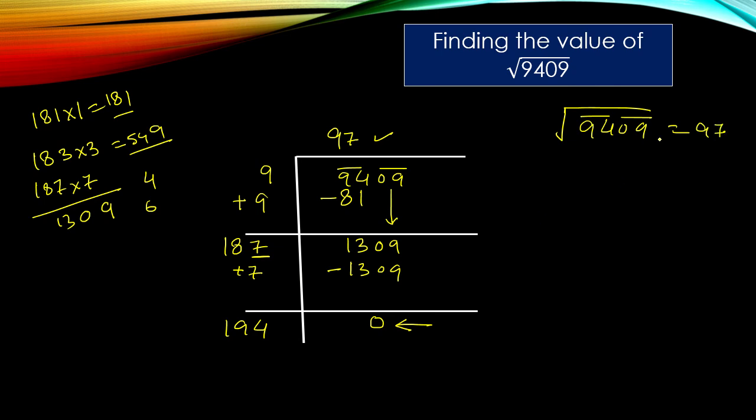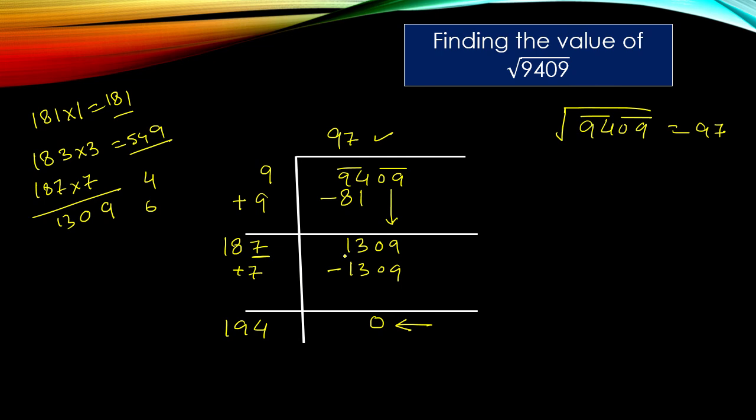Repeating the process again, first of all we make the pairs from right to left. Now we think of a single digit number whose square is less than or equal to 94. 9 nines are 81, which is very close to 94. Now subtracting, we get 13. Then we add this 9 over here and get the sum 18. Bringing down the second pair, the number becomes 1309 and here the sum is 18. We have kept a place for a digit.